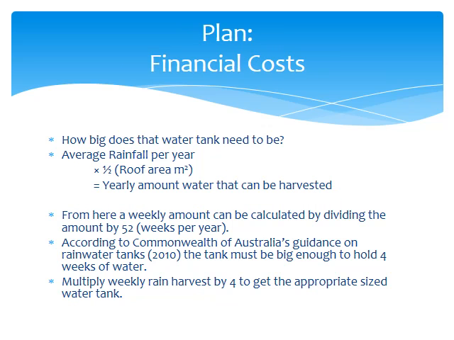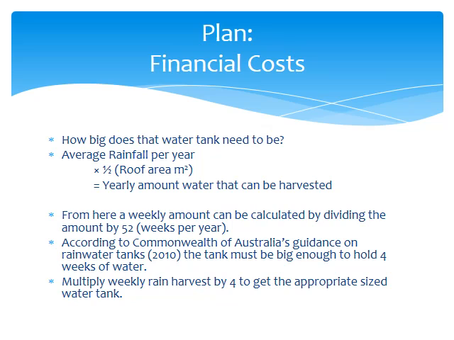The first step to work out in the financial cost is how big does the water tank need to be. This can be measured by working out the average rainfall in the area per year multiplied by half the square metre area of the roof. This number is the yearly amount of water that can be harvested.